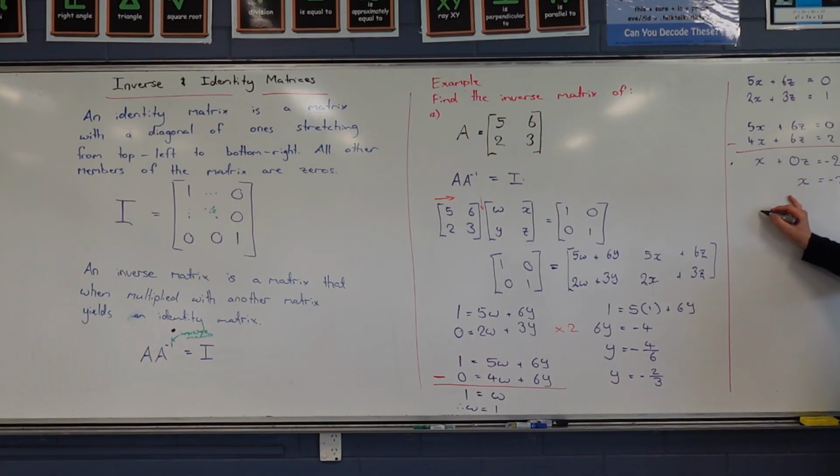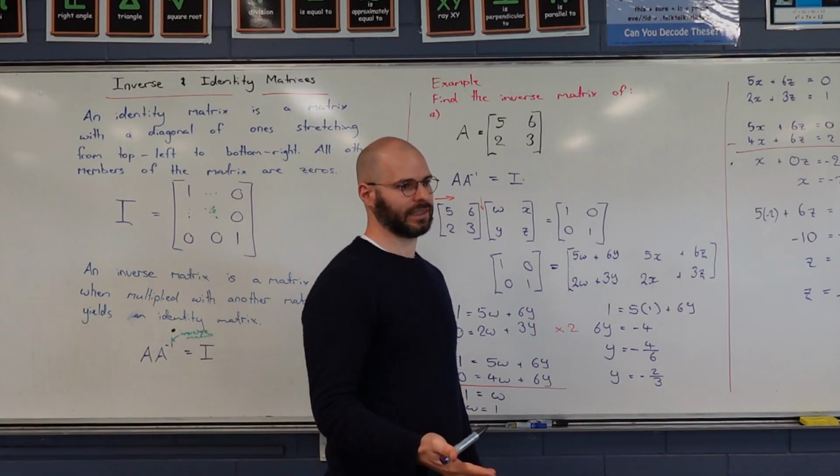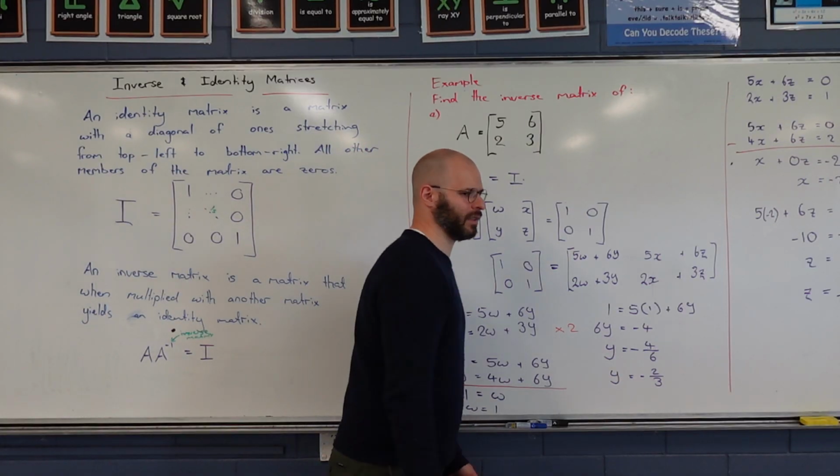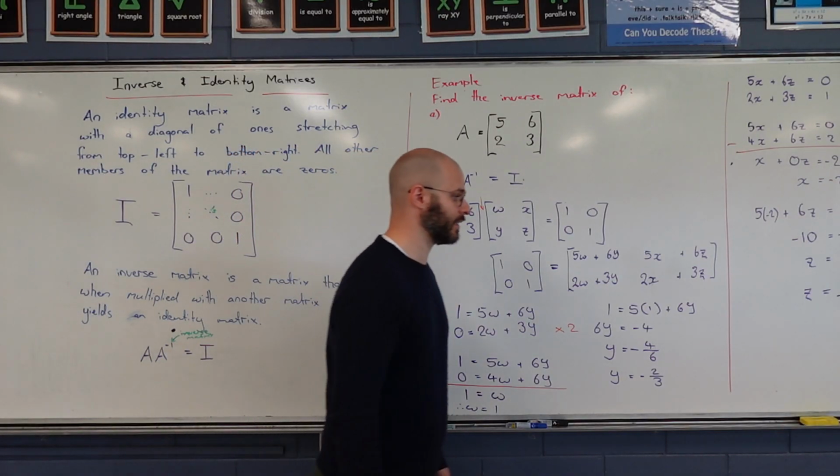All right, using that, we know that X is minus 2. So this is going to be negative 10 plus 6Z equals 0, which gives Z equal to 10 over 6, which is 5 over 3. So we have W, X, Y, Z calculated. The simultaneous method is just one way you can use. If you're not comfortable with that, you can always just use the solver on the calculator.